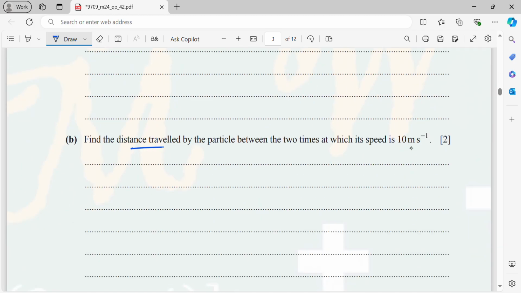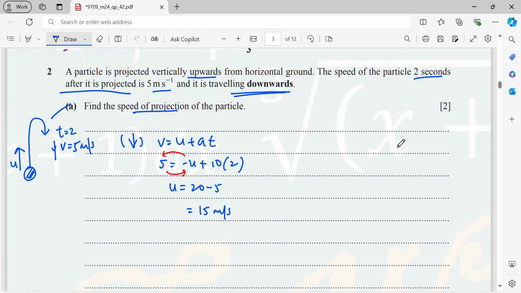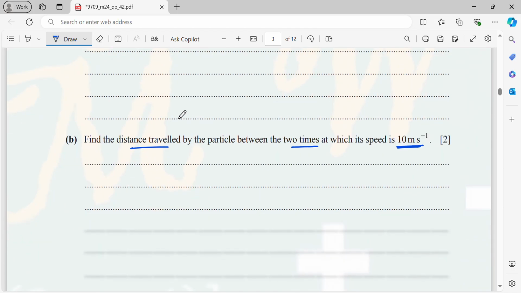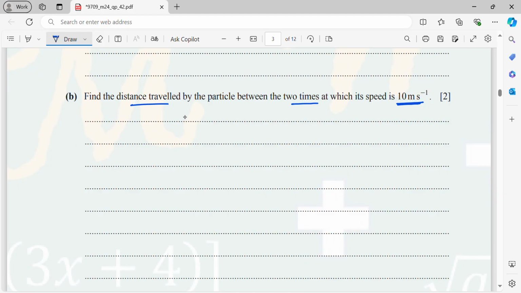Now B, find the distance traveled by the particle between the 2 times at which its speed is 10 meter per second. So from here, I know that initially it was projected with 15 meter per second. When it comes to the highest point, it will stop a while. And when it is projected upwards, the speed is decreasing. So the 2 times at which the speed is 10 meters per second means like this. This is u equals 15, going up.